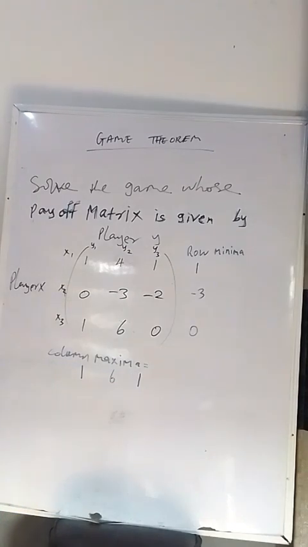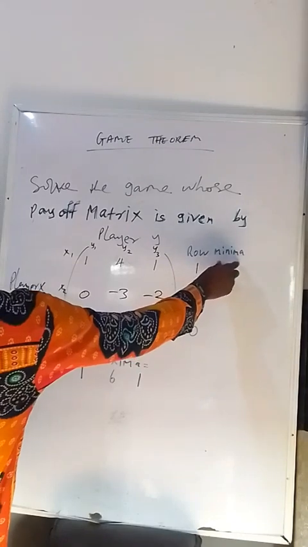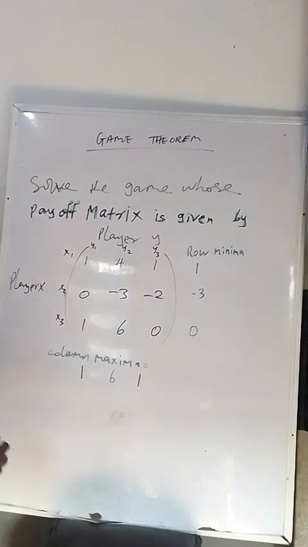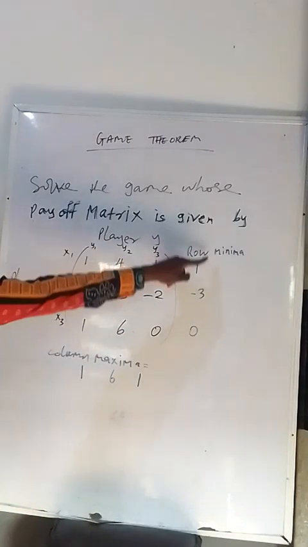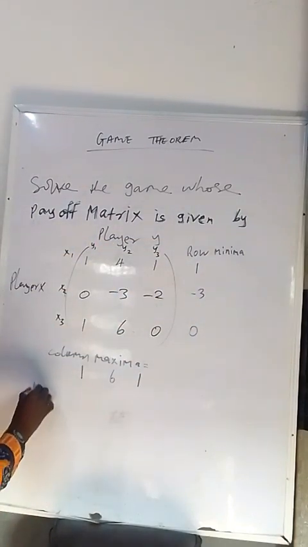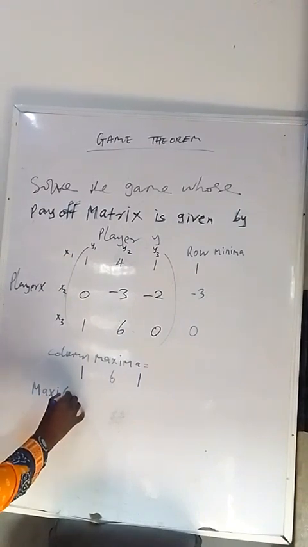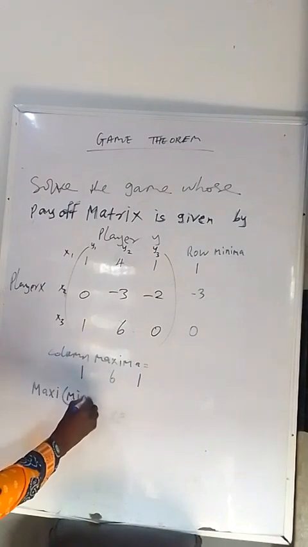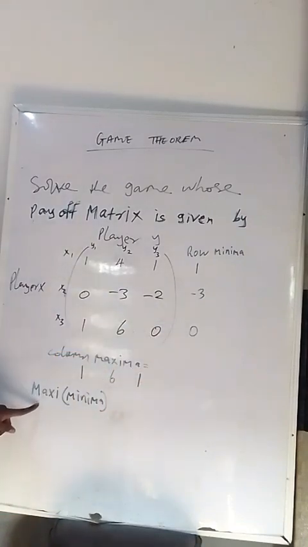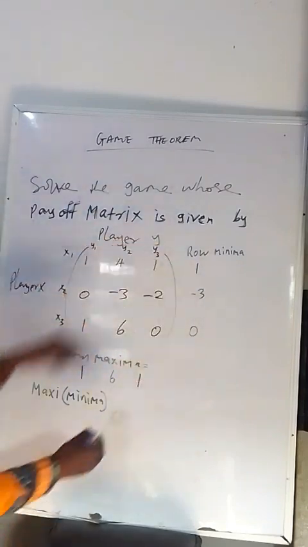Now, it will not end here. Remember that at row, we are considering the minimum. Now, the next thing I'm going to do is to find the maximum value among the minimum values, which we call maximin. So looking at this, we are looking for the maximum of the minima. The maximum value here is 1.